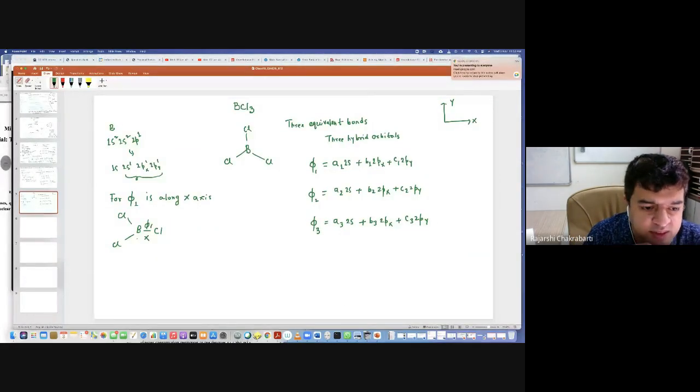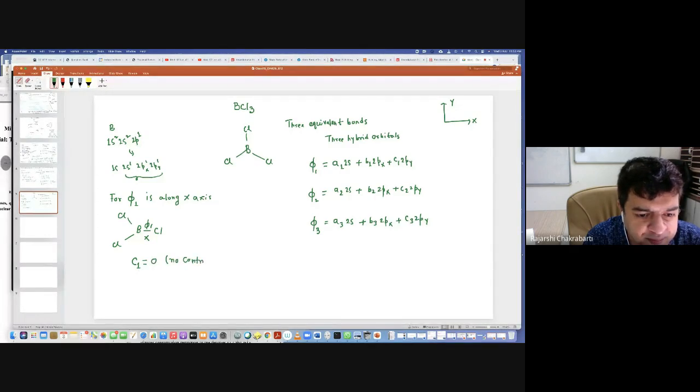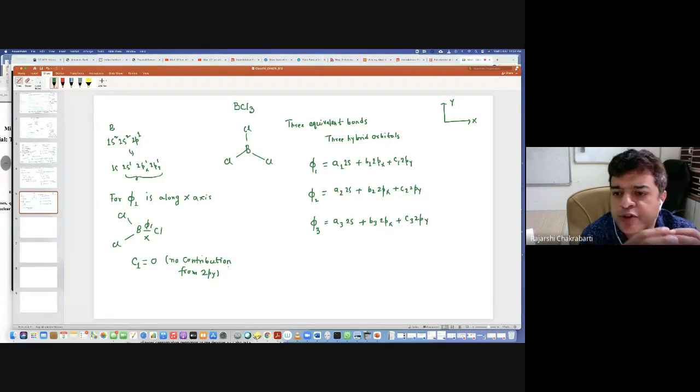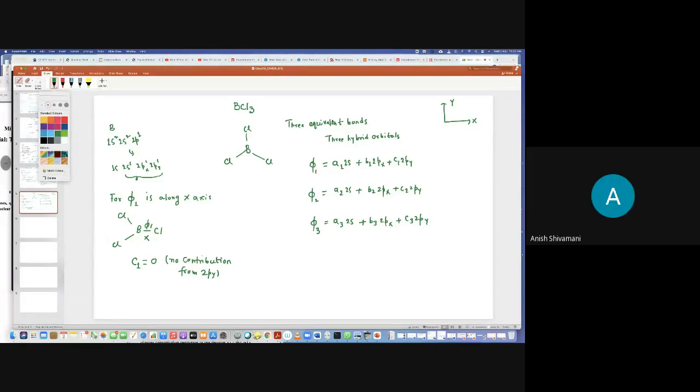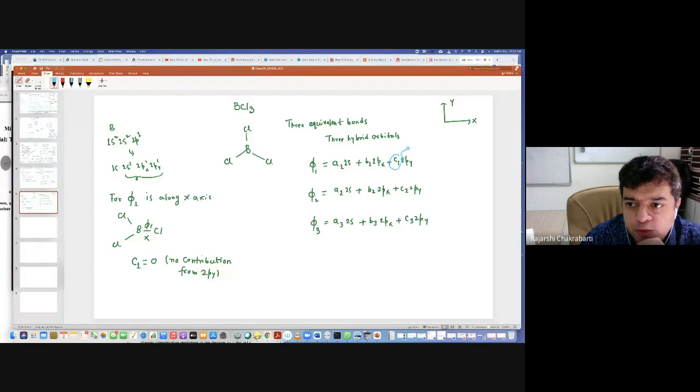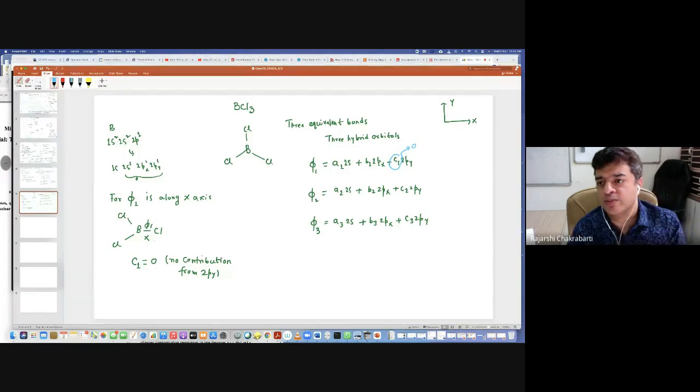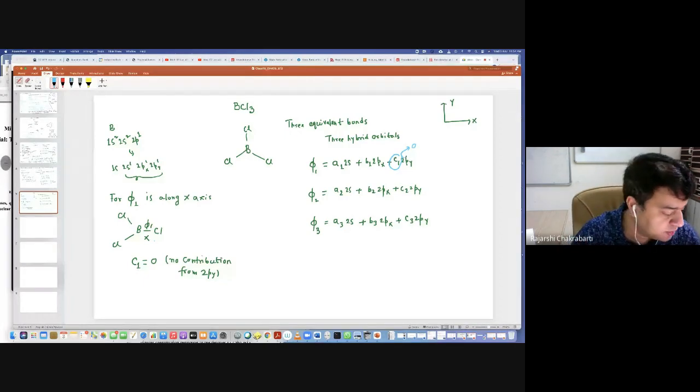Then it is obvious that the coefficient, this C1, is going to be 0. No contribution from 2py, because we have chosen this hybrid orbital to be along x-axis. Is this clear to all of you? Yes, sir. So this coefficient is 0, of course, because I put my phi 1 along x.